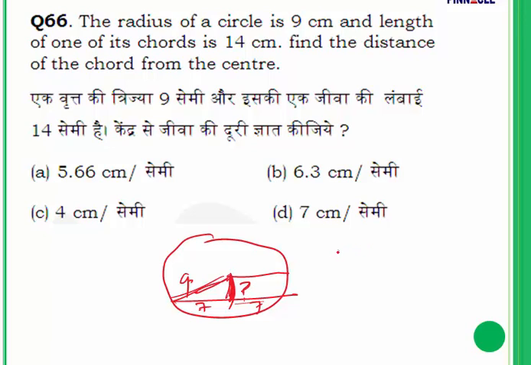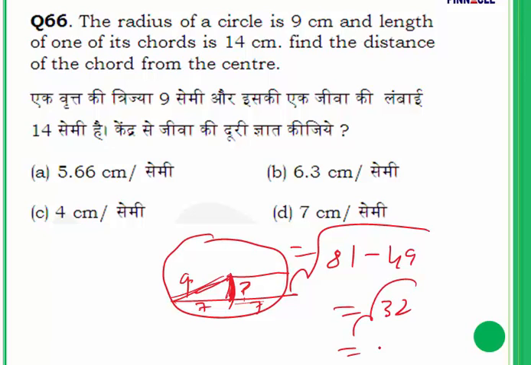9 into 9, that is 81, minus 7 into 7, that is 49. And if we take the root, we will have root 32. Root 32 means 4 root 2, which is equal to 4 into 1.41. Around there you will get the answer A. A would be the answer in this.